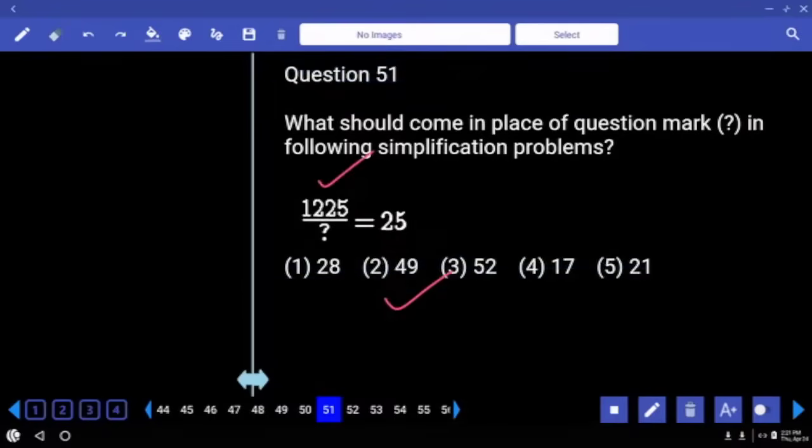Is it a perfect square? Come on. Is this a perfect square? Then answer also perfect square.